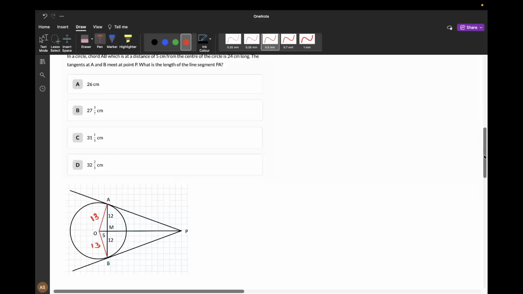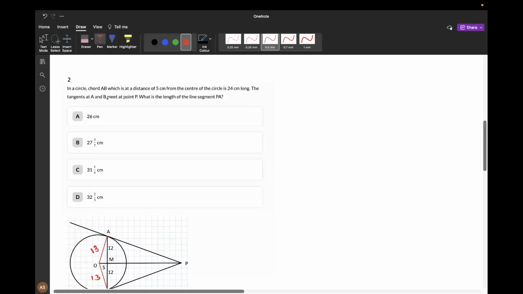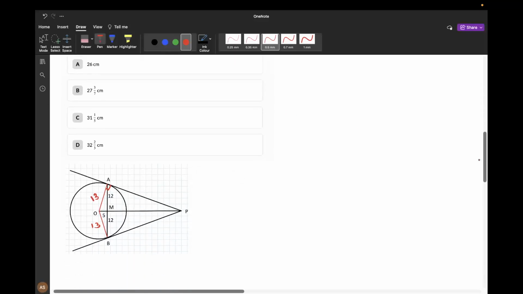Now, let's read the question again. The tangents at A and B meet at point P. So we know that this is a tangent onto the circle. That means this is 90 degrees. What is the length of the line segment PA? We are supposed to find PA.